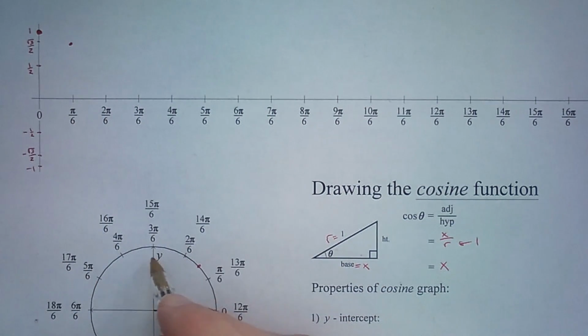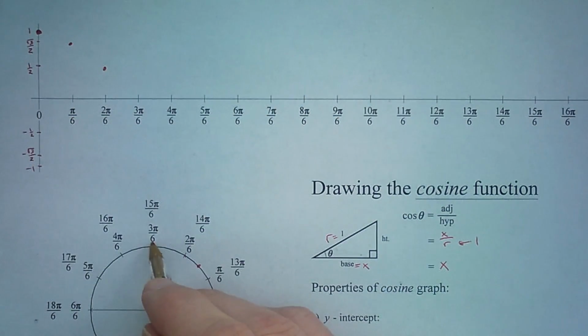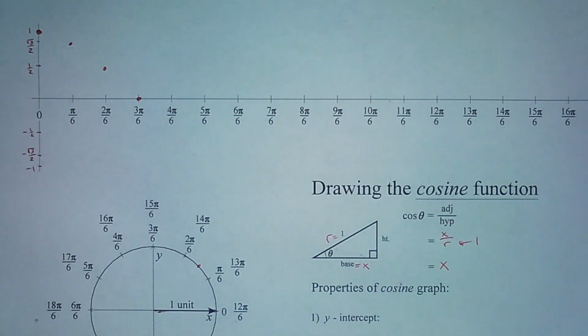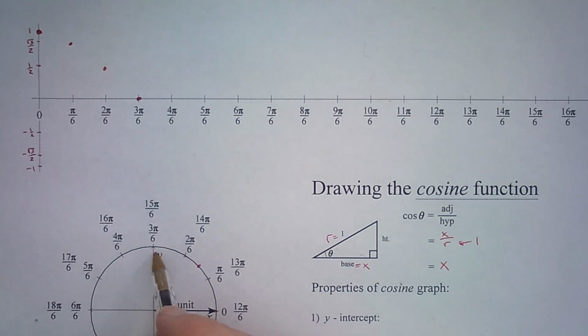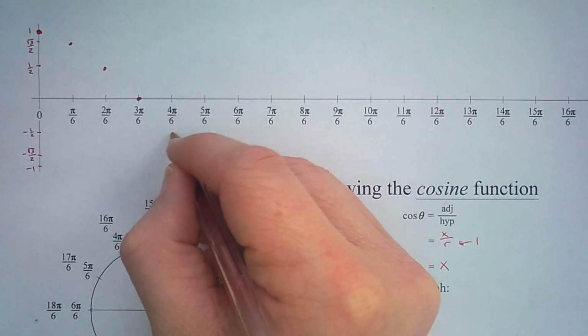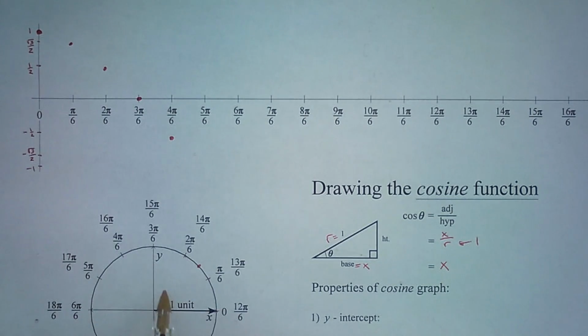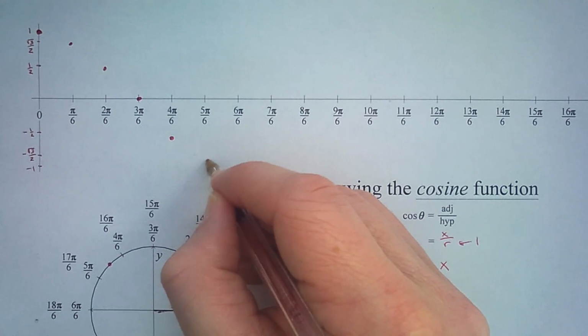Then at 2 pi over 6, we are one position to the right, which is 1 over 2. And at 3 pi over 6, we are no units to the right, so the x value is 0. At 4 pi over 6, we are one position left, so the x value is negative 1 over 2. At 5 pi over 6, cosine is the x value, that is the third position left, 1 over 2, root 2 over 2, root 3 over 2, so negative root 3 over 2.